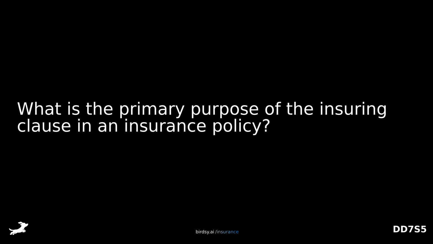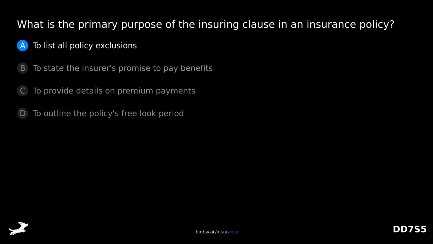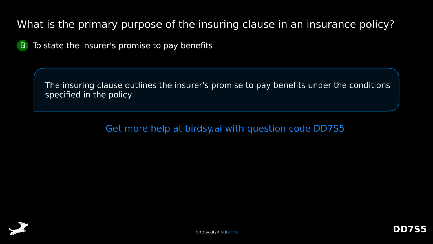What is the primary purpose of the insuring clause in an insurance policy? Is it A, to list all policy exclusions? B, to state the insurer's promise to pay benefits? C, to provide details on premium payments? Or D, to outline the policy's free look period? The answer is B, to state the insurer's promise to pay benefits. The insuring clause outlines the insurer's promise to pay benefits under the conditions specified in the policy.